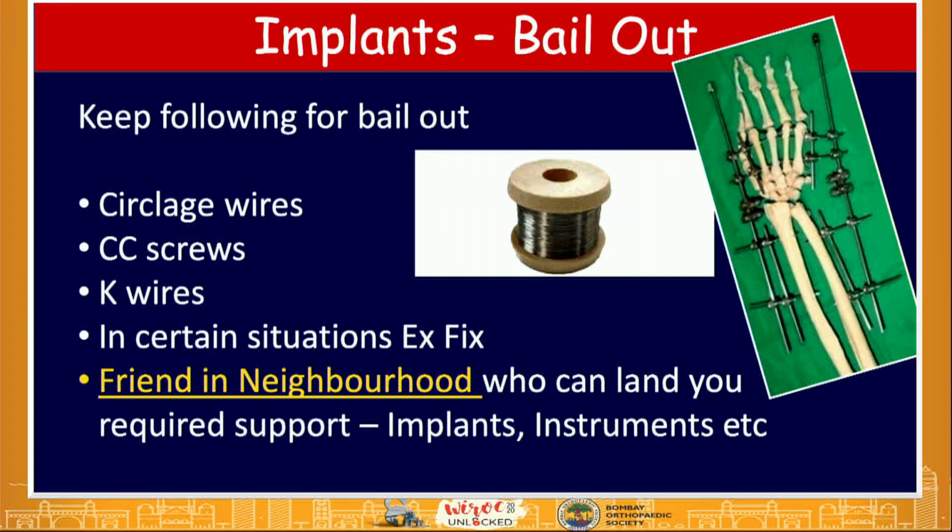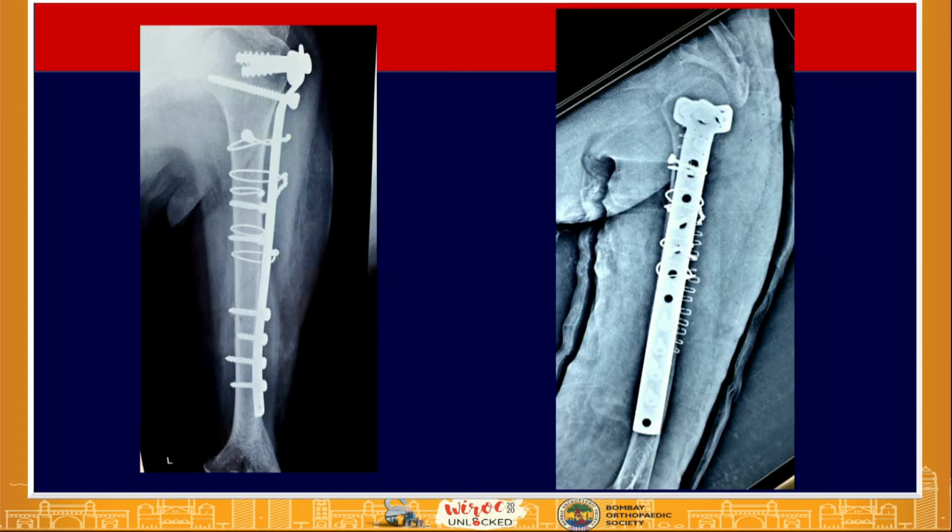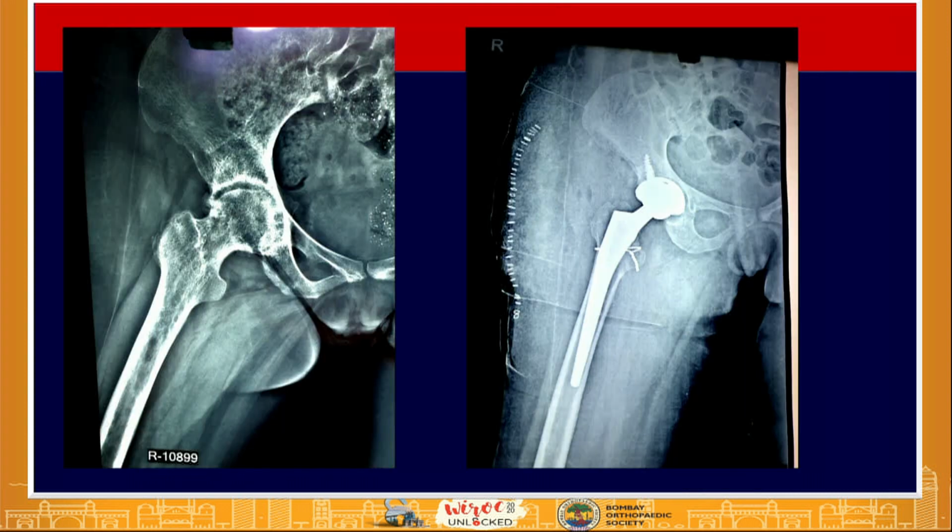Now, another thing which you should keep in mind: a friend in the neighborhood, or a friend operating in another OT, or some equipment available in a nearby place, where you can rely on someone who can lend the required support in terms of implants, instruments, etc. Now, this is one simple case where it looked so innocuous, a shaft humerus, and when we opened up, we found that the fracture line was extending right to the neck. We had no other option, but whatever was available, we used it up.